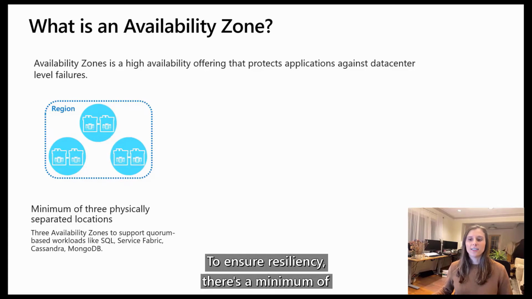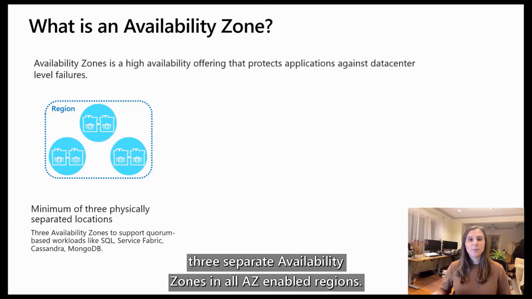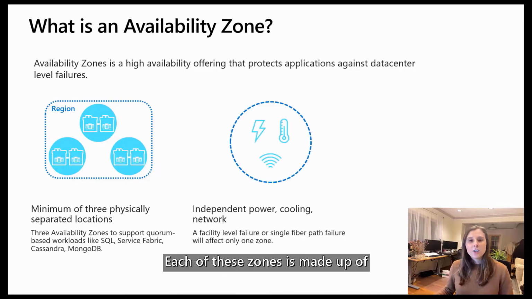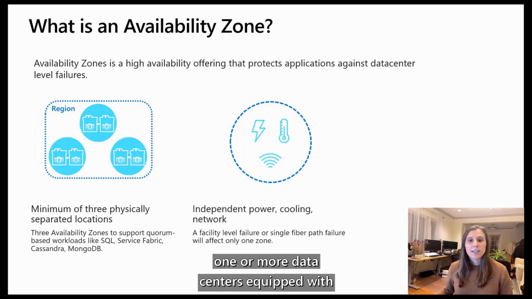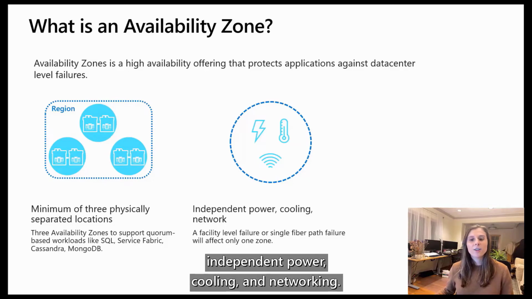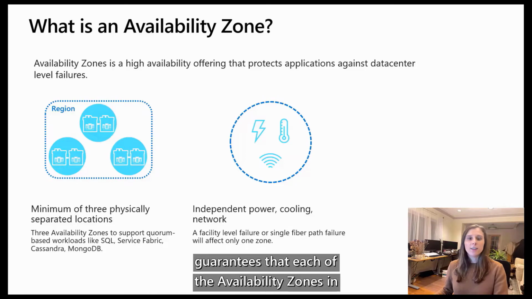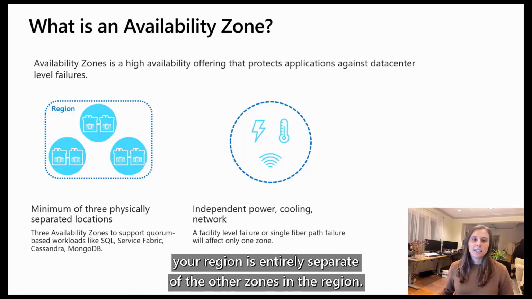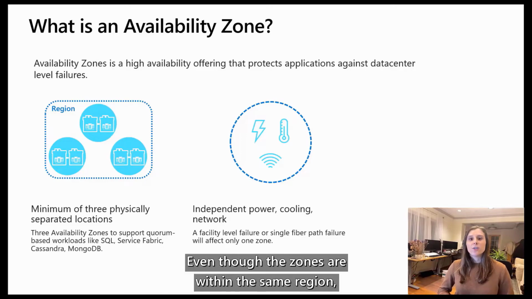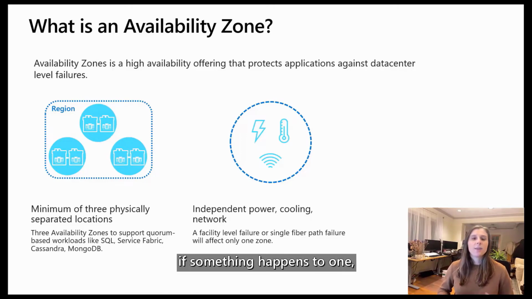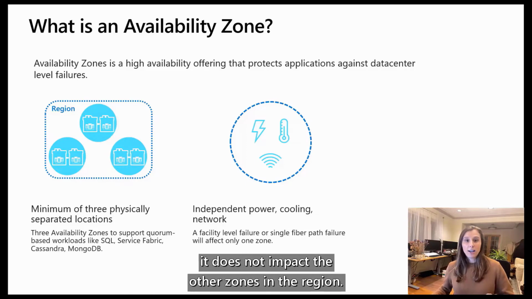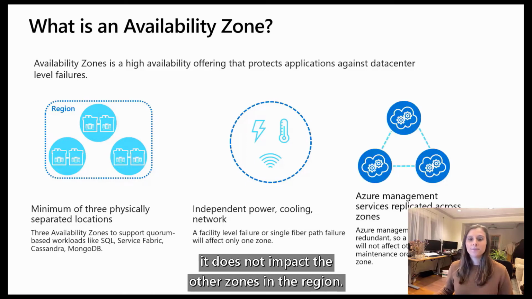To ensure resiliency, there's a minimum of 3 separate availability zones in all AZ-enabled regions. Each of these zones is made up of 1 or more data centers equipped with independent power, cooling, and networking. What this does is guarantee that each of the availability zones in your region is entirely separate from the other zones in the region. So even though these zones are within the same region, if something happens to one, it does not impact the other zones.